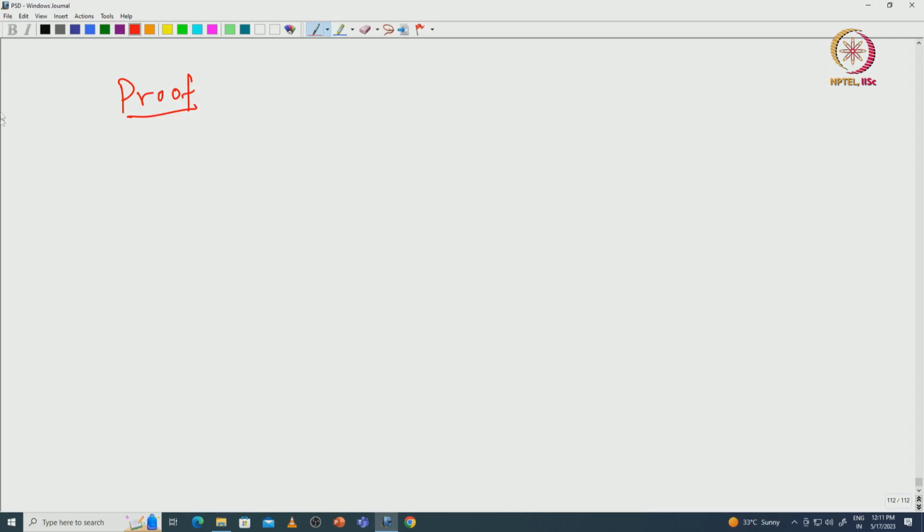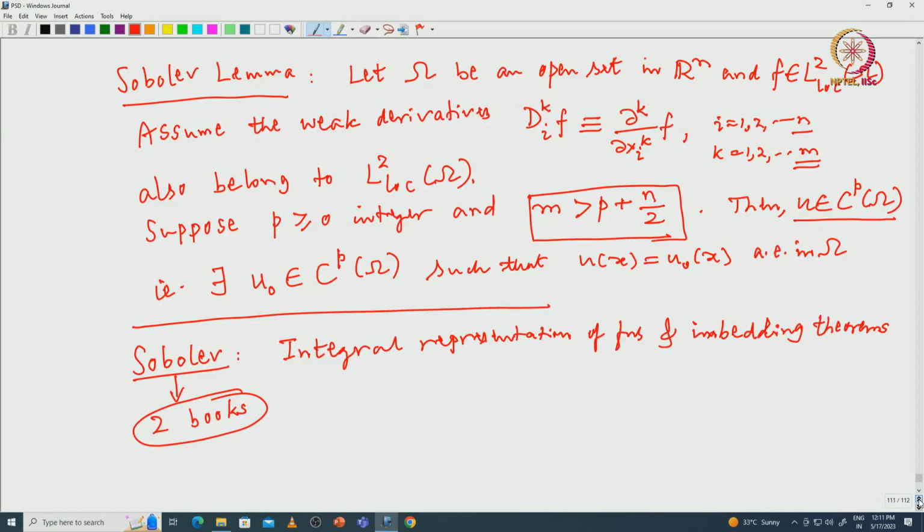Okay, so it is important. This Sobolev lemma is proved in several books, but also under different hypotheses. They generally state this as a result in H^m or W^{m,p}.